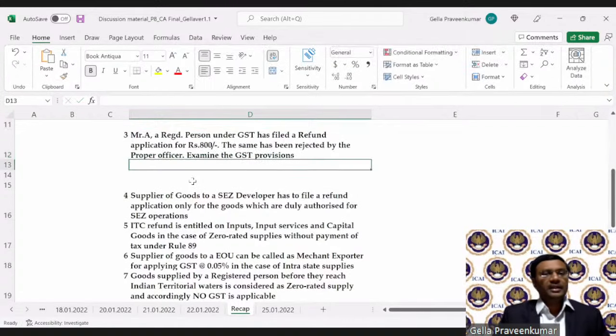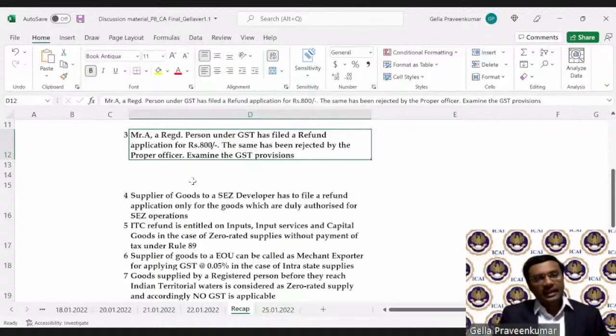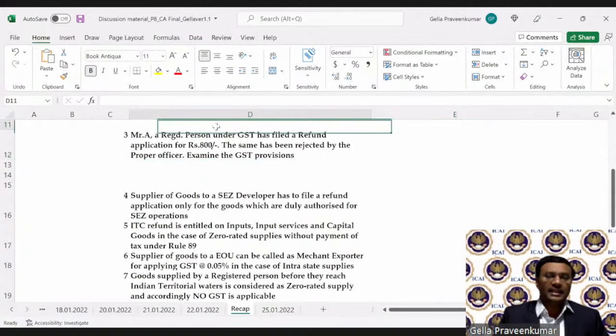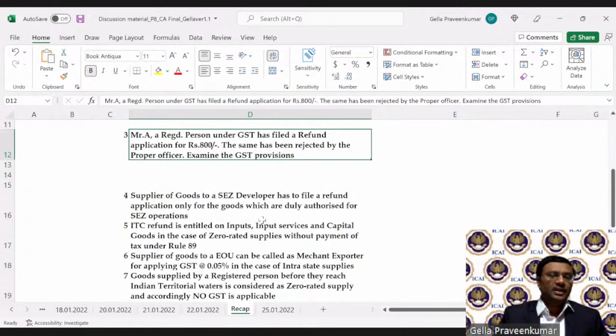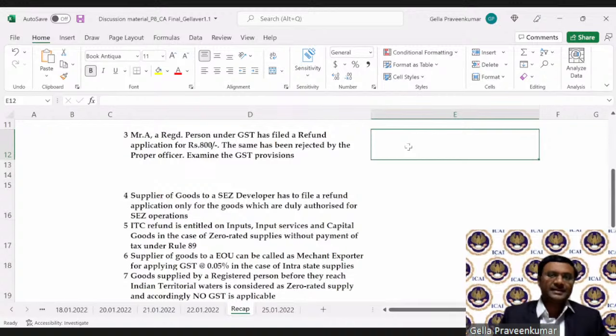Now, this particular registered person, Mr. A, filed a refund application. What did the officer do? He rejected the application. Now, what is the ground why he has rejected? Nothing was specified. Now, looking at the amount 800, is there a provision where my refund application should be exceeding a specified amount? Answer is yes.